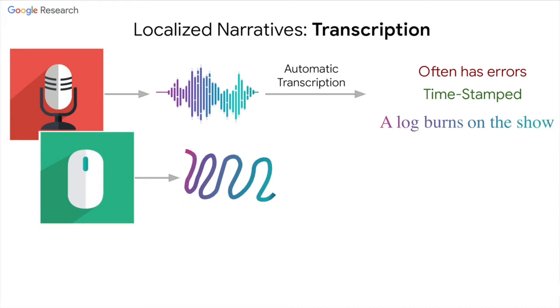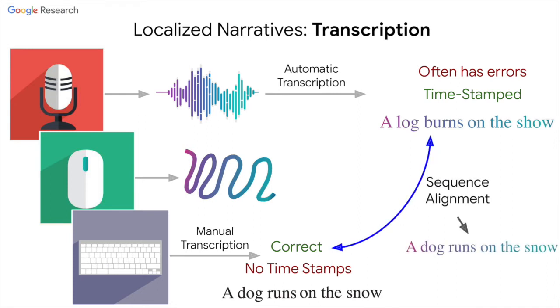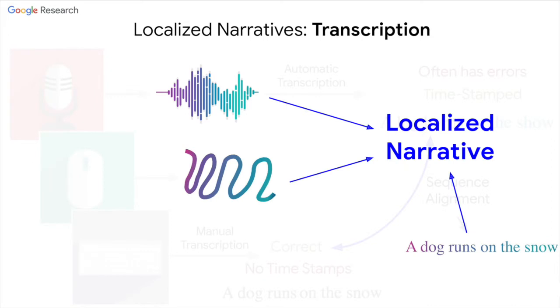To solve this, we ask the annotators to listen to their recording a posteriori and transcribe their answer. This gets us the correct transcription: a dog runs on the snow, but it has no timestamp. Note it's all in black. To get a correct and timestamped caption, we perform sequence-to-sequence alignment between these two results. These three synchronized streams, voice, mouse trace, and correct transcription, is what forms our localized narratives, and is what you saw in the previous video.